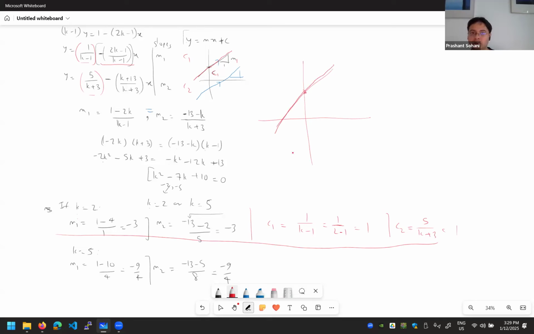Infinite, right? So actually, in the case of k is equal to 2, it is not the case that there is no solution. There is actually infinite solutions, which will happen if two lines are overlapping.